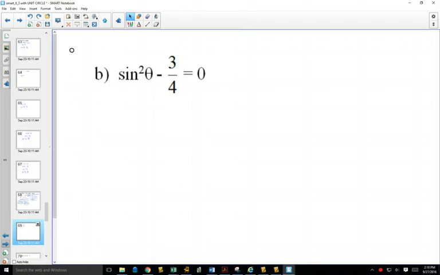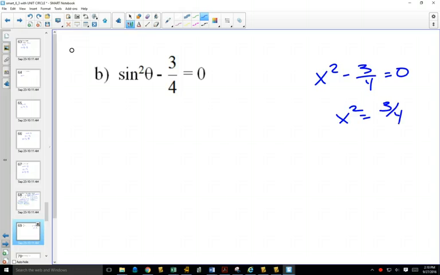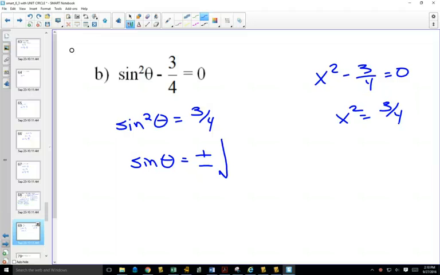Ooh. Sine squared minus 3/4 equals 0. If you were solving this question and it said x squared minus 3/4 equals 0, what algebraic things would you do to solve for x? You'd add 3/4 to both sides, and then square root both sides. So whatever techniques you use for solving algebraic things normally, those don't change. So in solving for this, we would add 3/4 to both sides, square root both sides. Don't forget that plus or minus whenever you square root both sides.